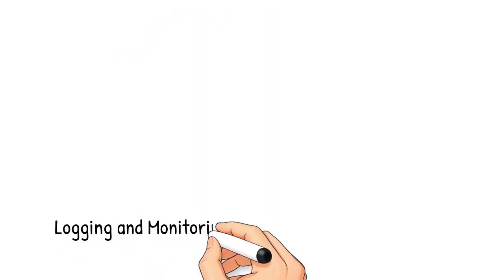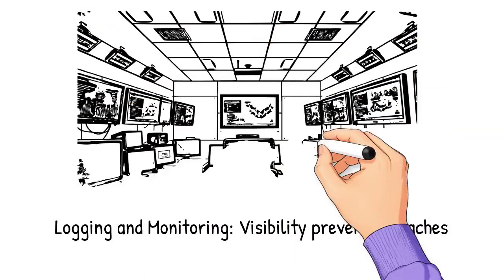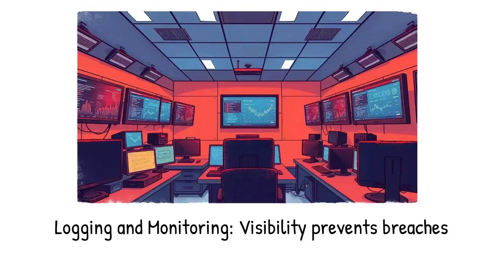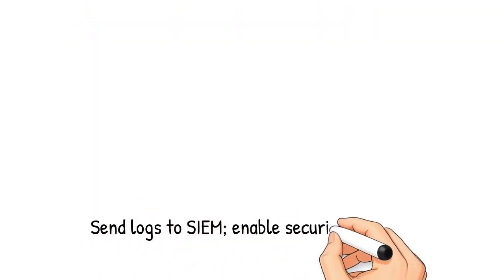Step 4. Logging and monitoring. Visibility is everything. You cannot protect what you cannot see. Most breaches go undetected for months because companies don't enable logging. What to do? Enable CloudTrail, AWS. Enable activity logs, Azure. Enable cloud audit logs, GCP.